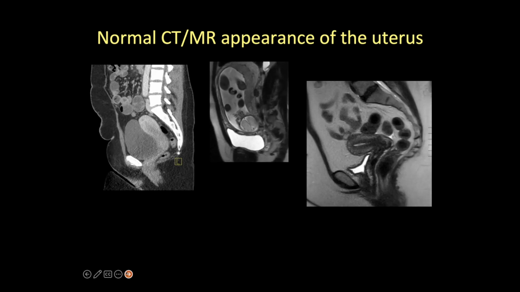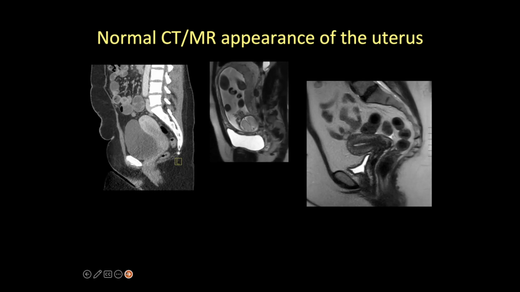Another tip is that on a T2 MRI, the bladder is going to look bright, because fluid, like cerebrospinal fluid or the bladder, is always going to show up bright white on a T2 MRI. Based on those tricks, I know that on the left we have a CT scan, and in the middle and on the right we have an MR.